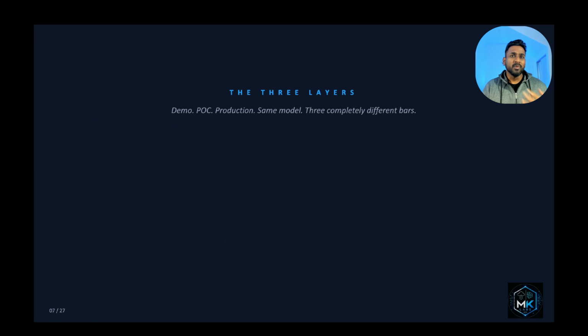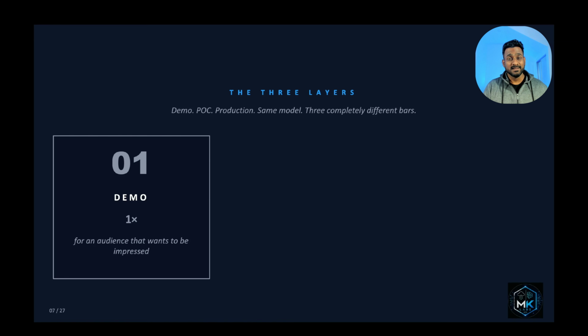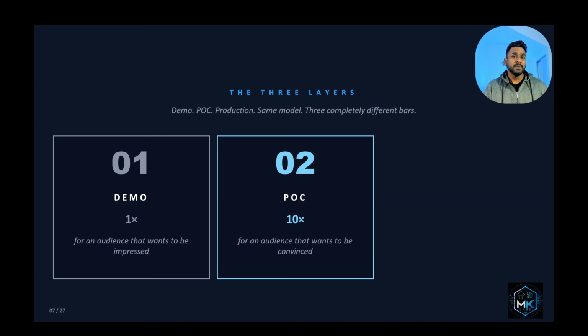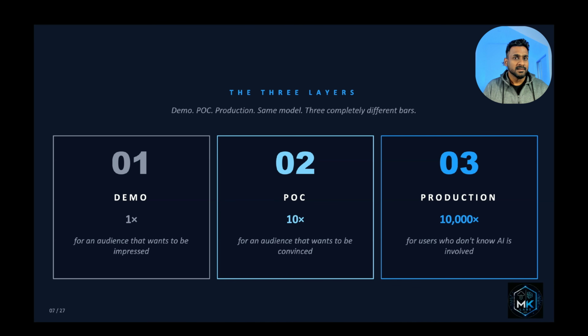This is the framing model I use constantly. Same model, three completely different bars. A demo is 1x. It runs once. It's curated. It's for an audience that wants to be impressed. A POC is 10x. Now you need repeatability. You need convincing, not impressive. But production is a grand X, 10,000x. Different audience, different stakes. Users don't know AI is involved and they don't care. They just want it to work.